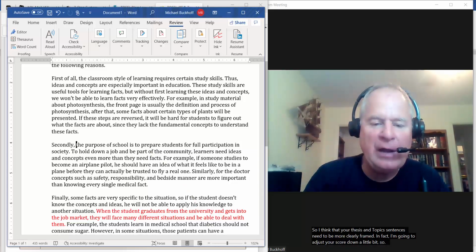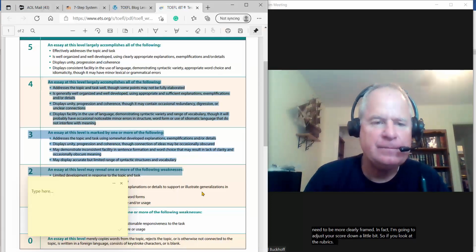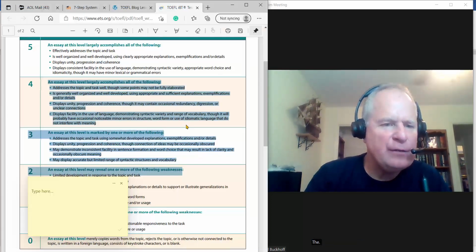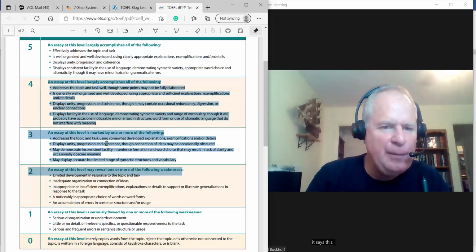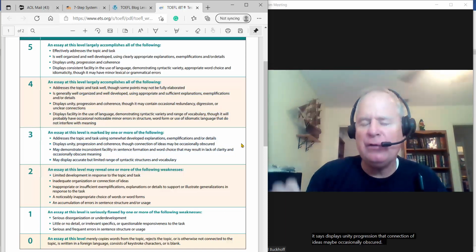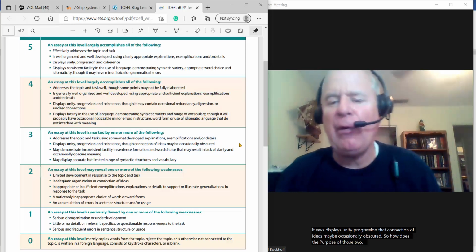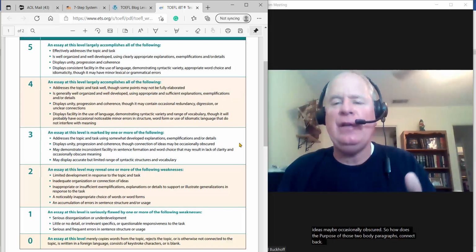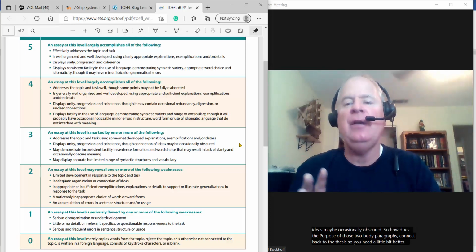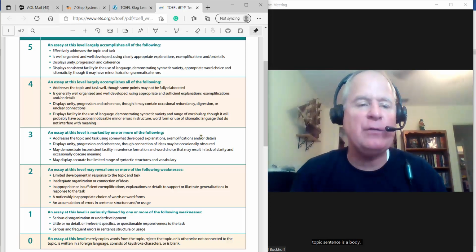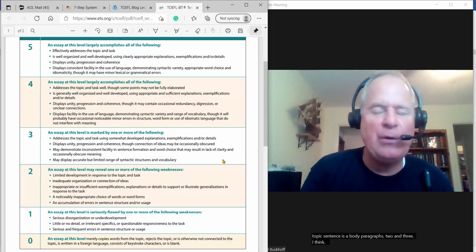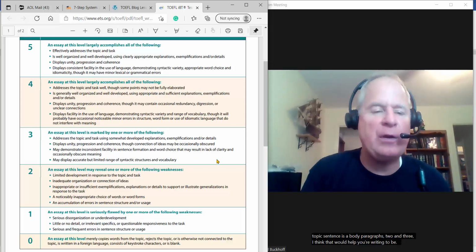So if you look at the rubrics, the three area says it displays unity, progression, though connection of ideas may be occasionally obscured. So how does the purpose of those two body paragraphs connect back to the thesis? So you need a little bit better connection between your thesis statement and the topic sentences of body paragraphs 2 and 3. I think that would help your writing to be a little more organized.